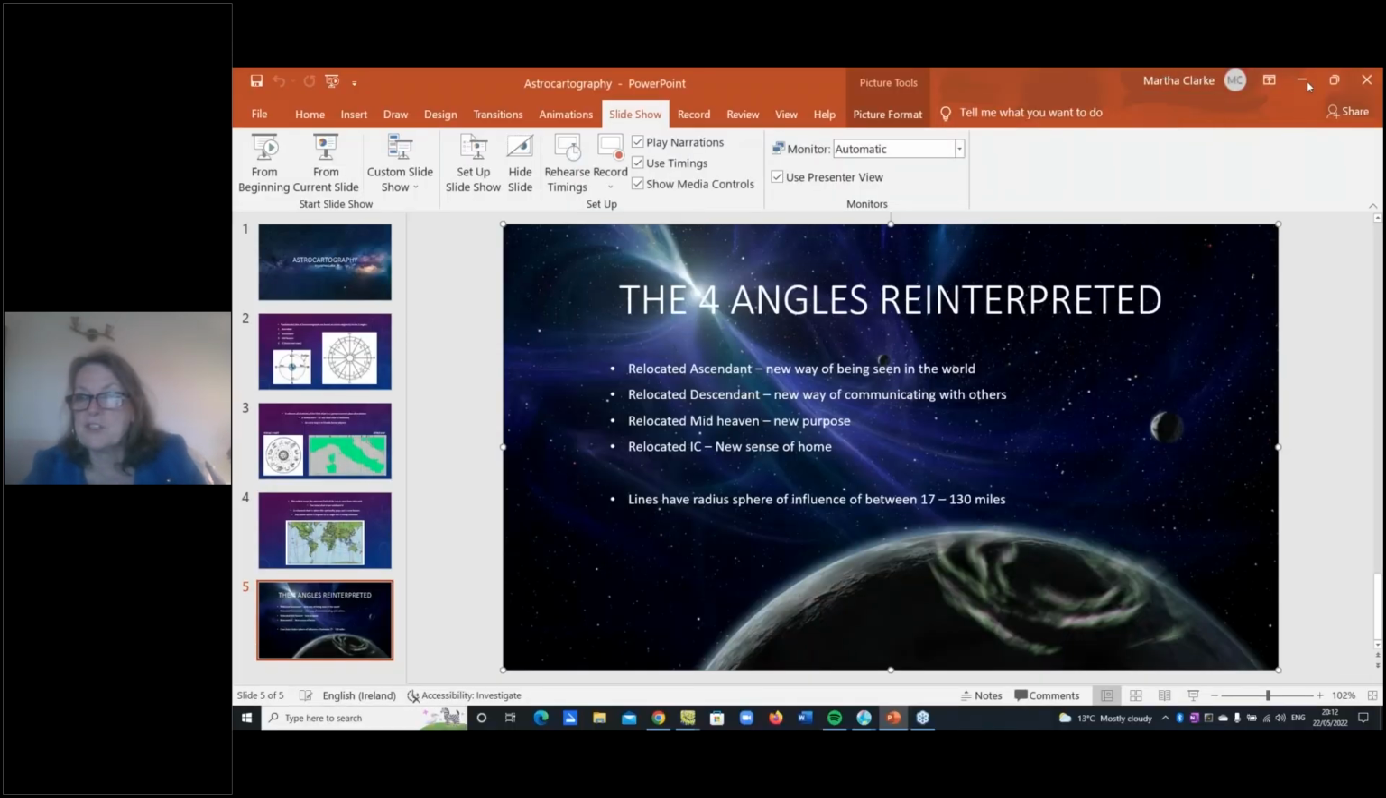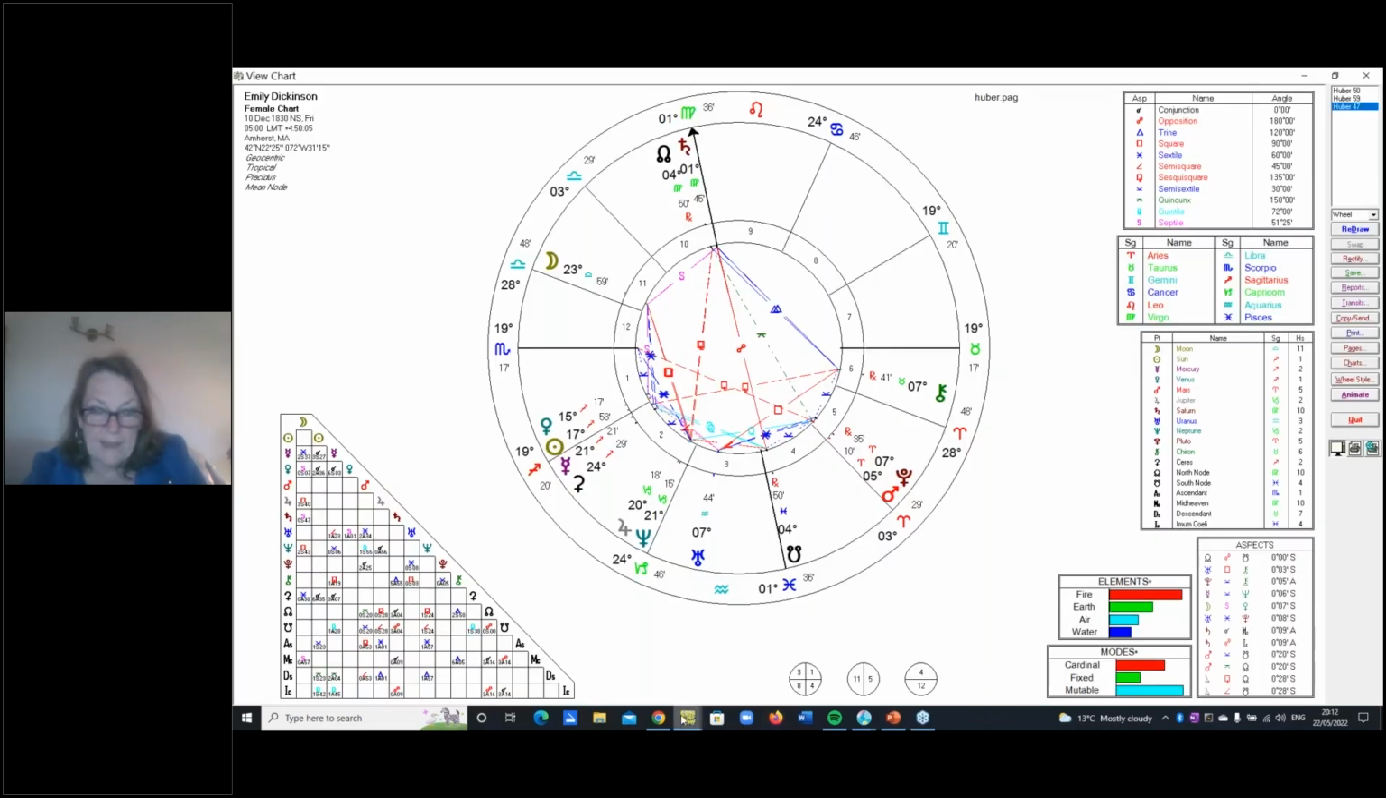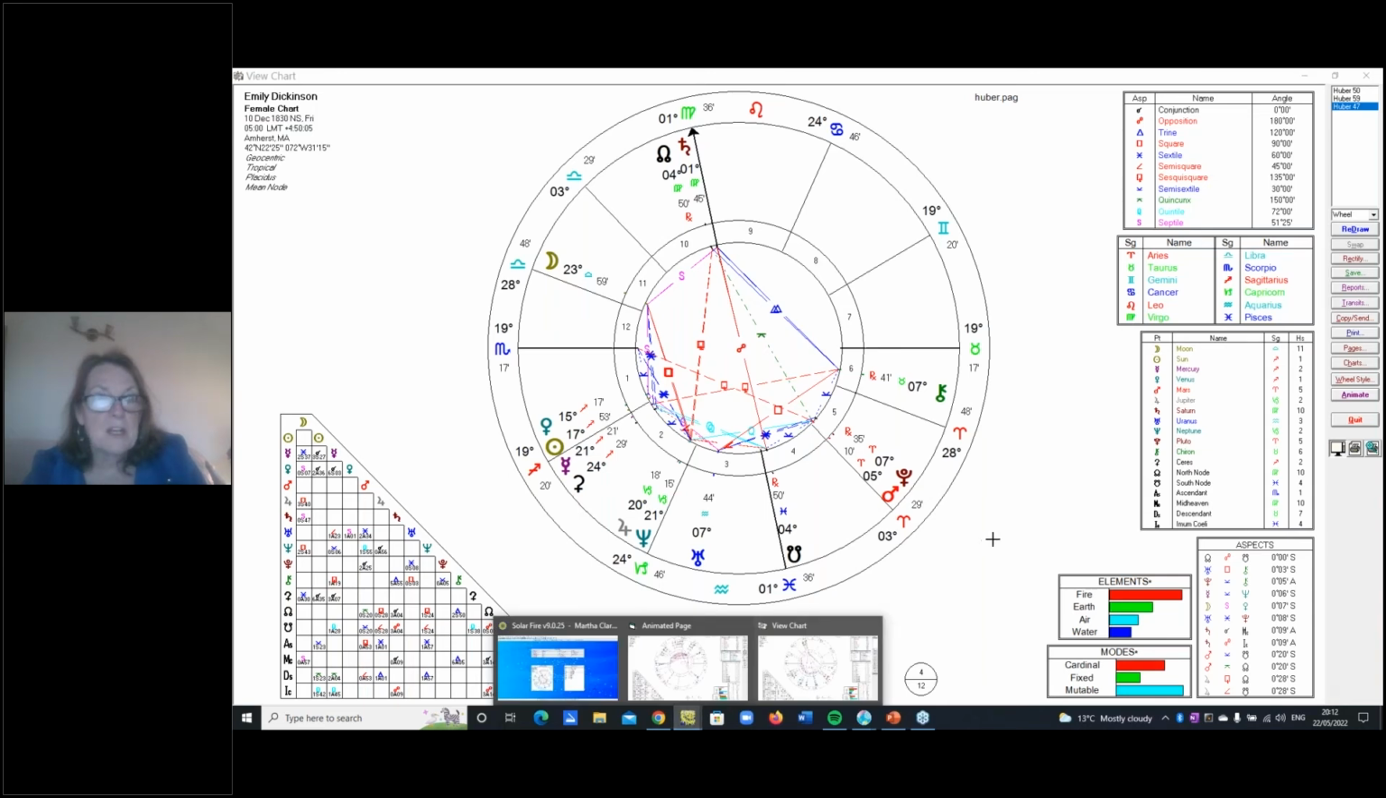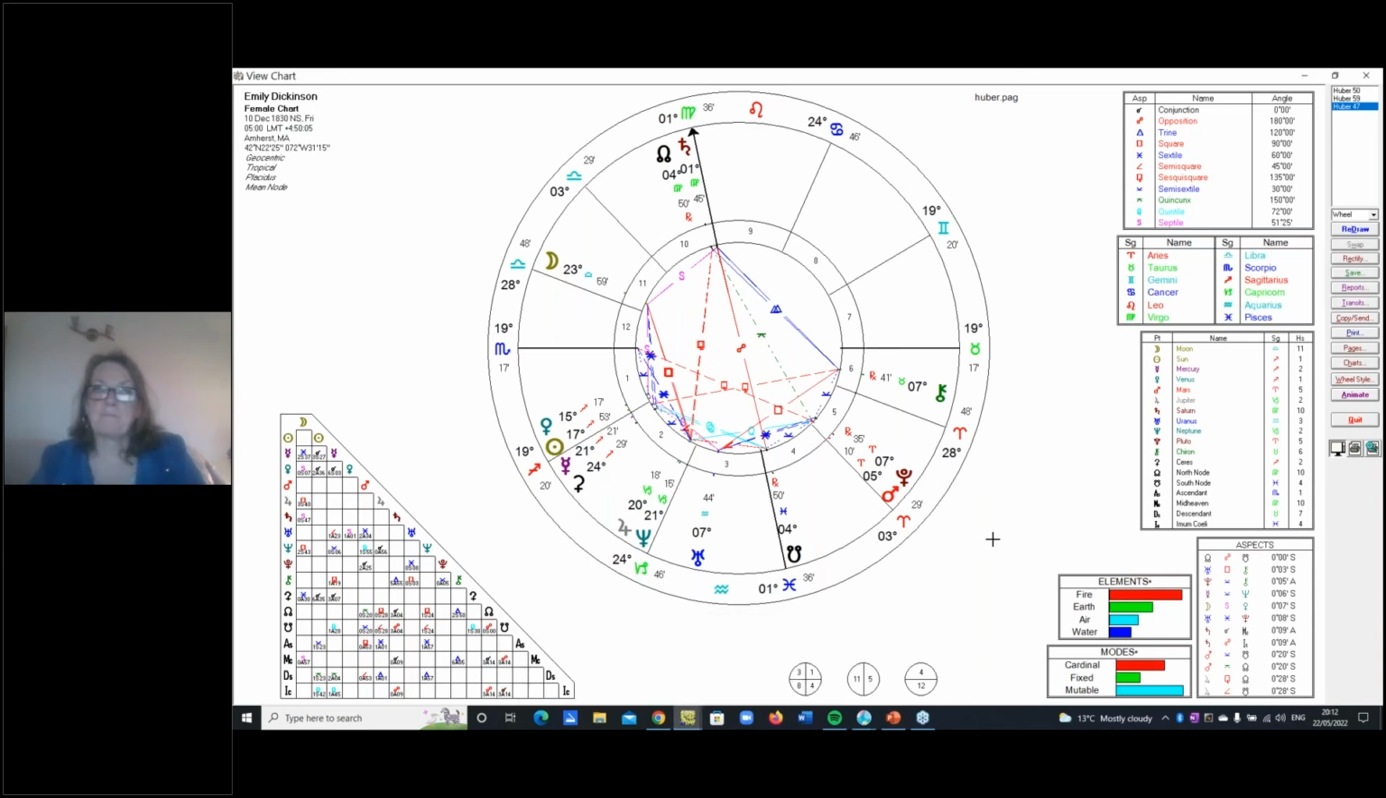So I'm going to click exit. Okay, so what I'm going to do now is move to Solar Fire. Just give me one sec. So I'm going to show you the chart of Emily Dickinson and then her astrocartography for where she lived. And then I'm going to be doing David Bowie, and I'm going to be doing James Joyce and Tennessee Williams, and then I'll be looking at my chart.